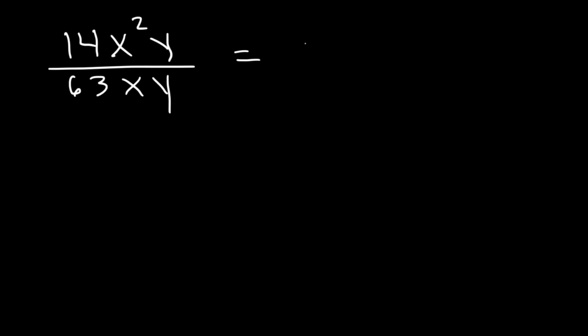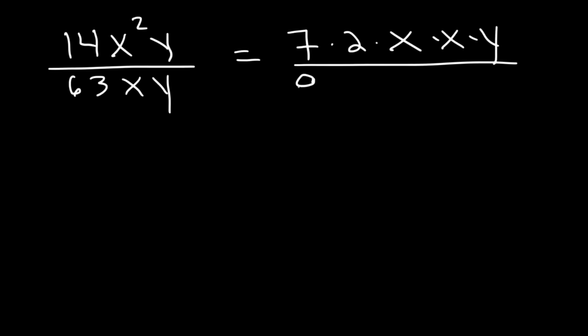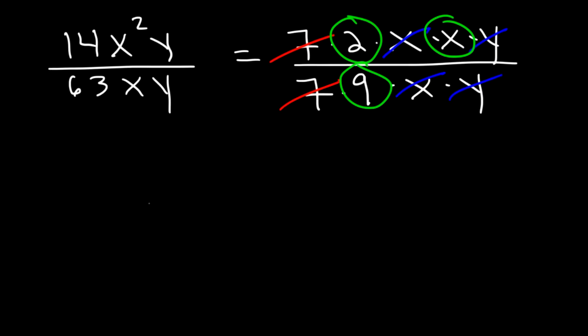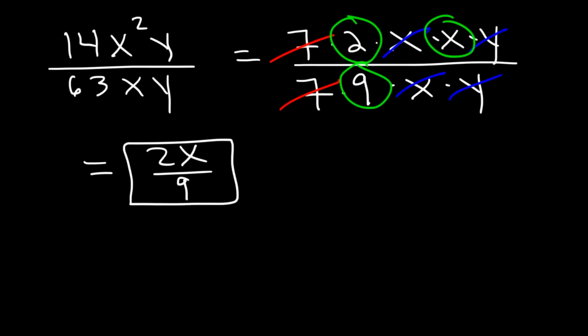For example, what is 14x squared y divided by 63xy? When dividing monomials, what you can do is you can simplify it by factoring. 14 is 7 times 2. X squared is x times x, and then we have a y. 63 is 7 times 9. And we still have an x and a y. Notice what we can cancel at this point. We could cancel a 7, and we can cancel an x and a y. So on top, what we have left over is 2 times x. On the bottom, simply a 9. So the answer is 2x divided by 9. And that's how you could simplify monomials by factoring.